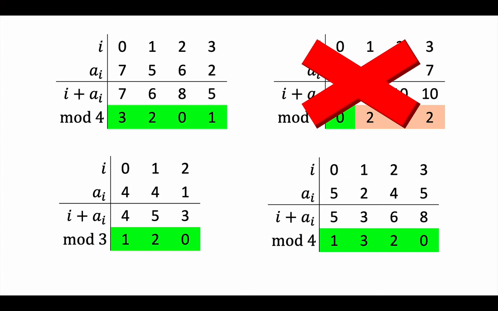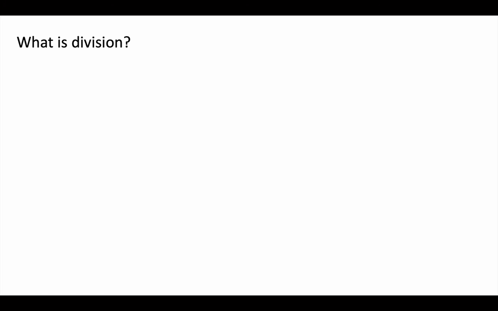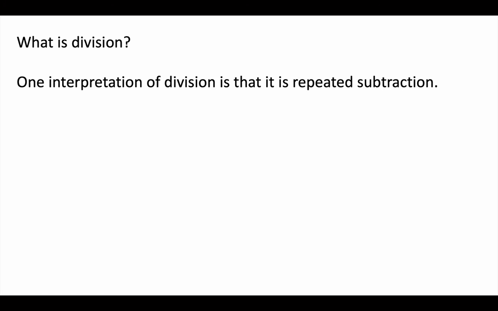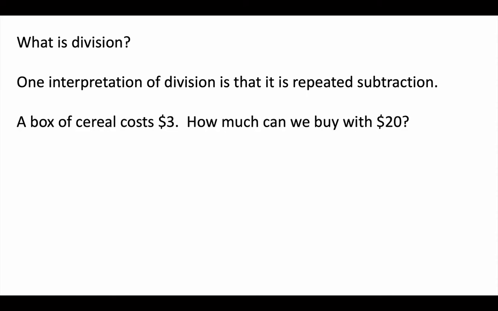I want to introduce a new way of looking at finding the number mod n. In order to do that, we need to review another interpretation of division. One way to interpret division is as repeated subtraction. So think about this. Suppose you have a favorite cereal. It costs $3 and you have $20 to spend. How many boxes can you buy? The simple way to do this would be to do division. 20 divided by 3 is 6, and I have $2 left over, so I can buy 6 boxes of cereal.